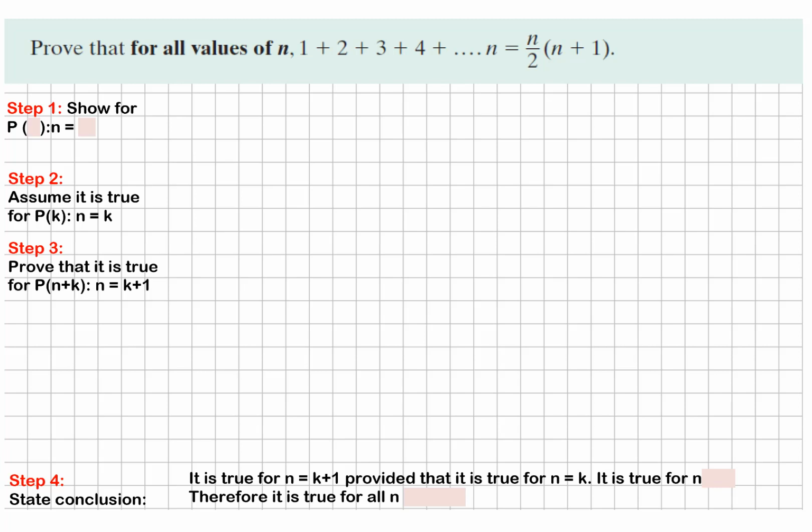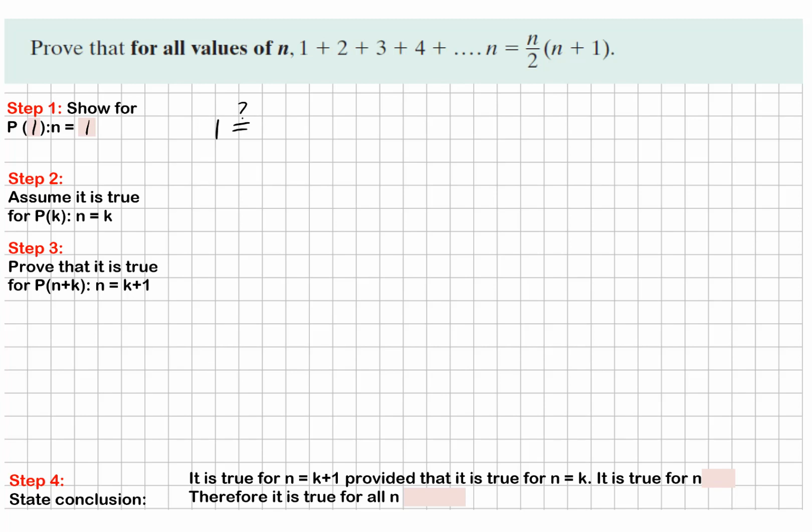So proof by induction always involves 4 steps. First, we're going to show that it is true for the smallest value of n. Usually this is n is equal to 1, as in this case. So we're going to show that P of 1, when I substitute 1 for n, would be true.